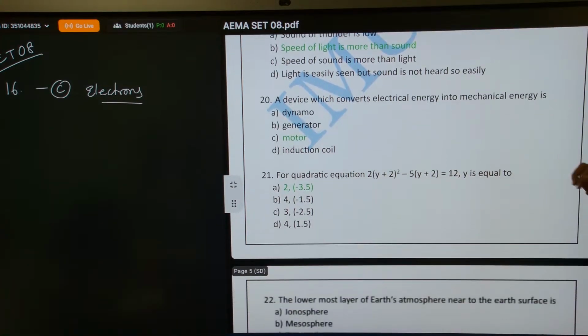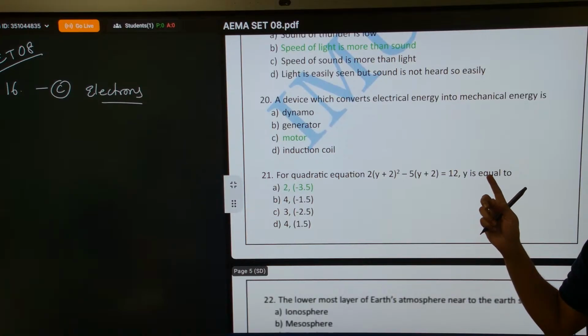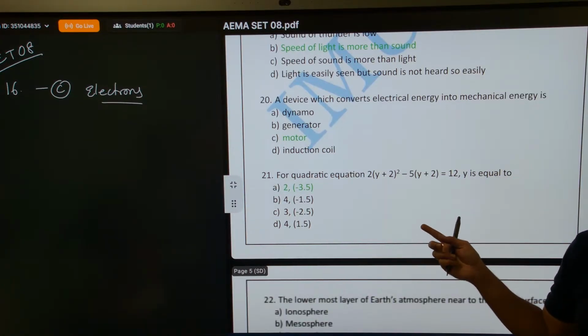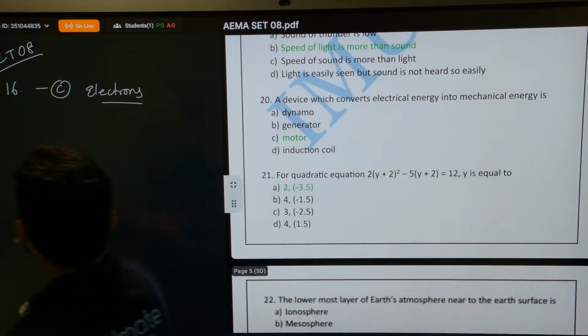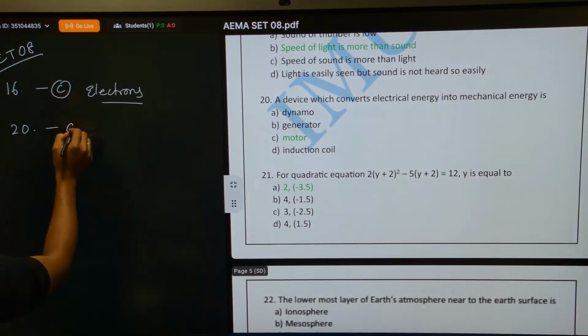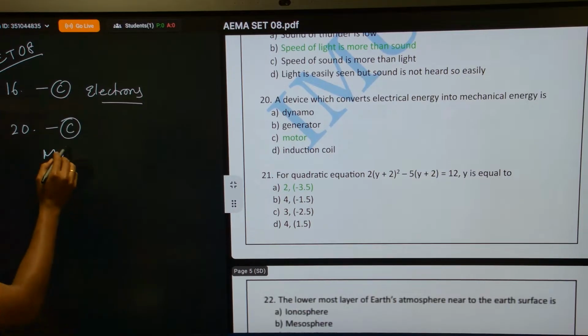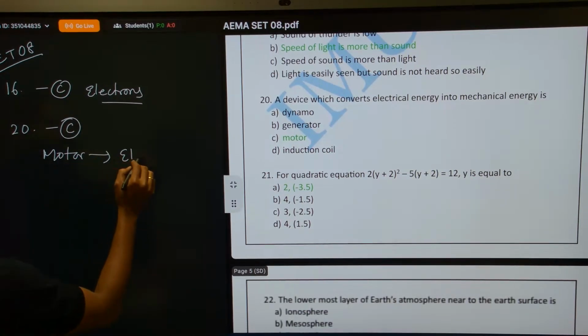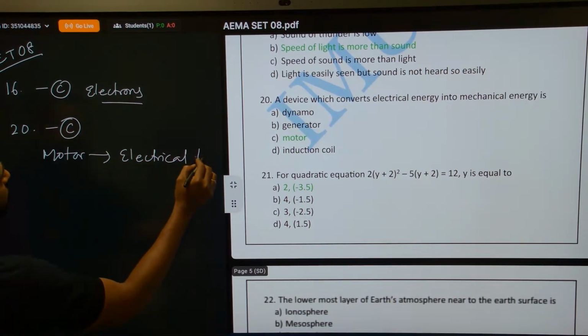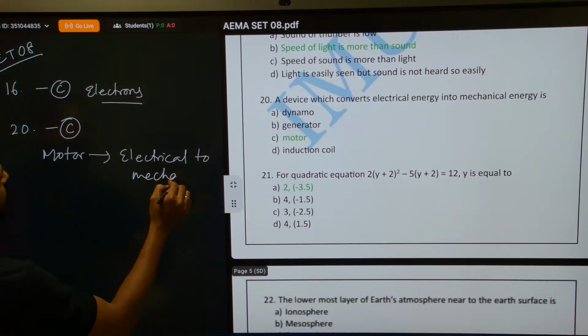Question 20. Electrical into mechanical, a motor, we did it. 20, C. A motor transforms electrical to mechanical energy.